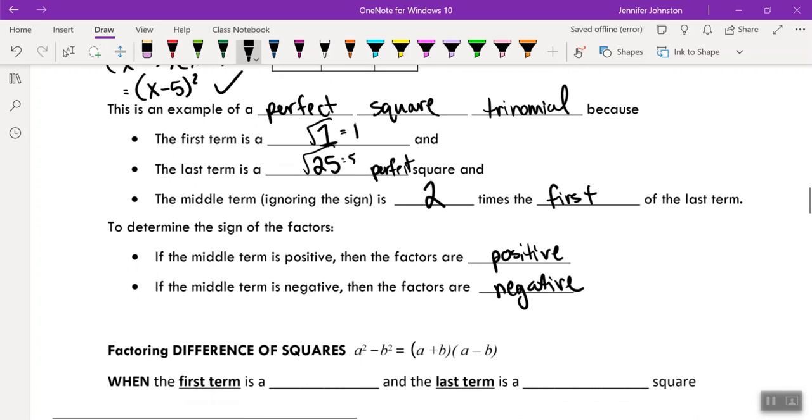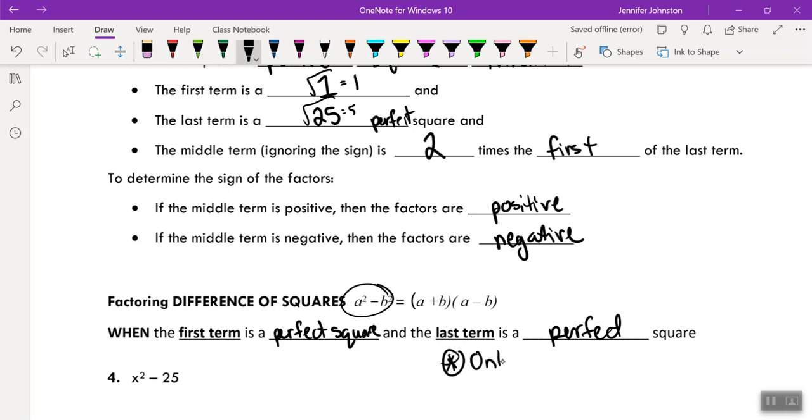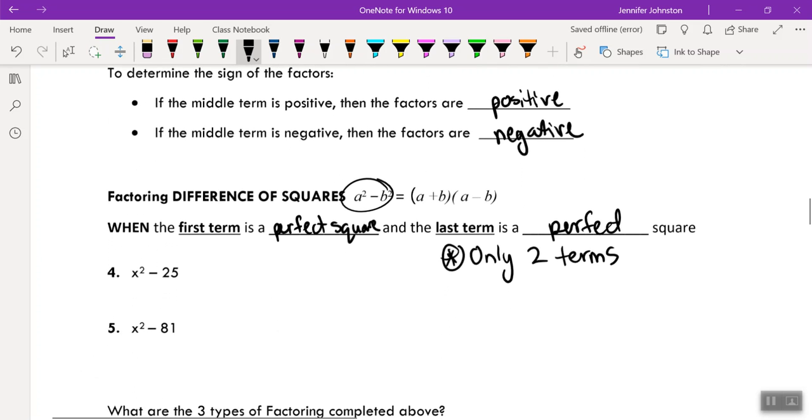Now, for factoring a difference of squares, we're going to have something like this. This is when your first term is a perfect square, and the last term is also a perfect square. But we only have 2 terms. We don't have 3 terms like before. So we take the square root of the first to get x, and the square root of the last to get 5, and we write it x plus 5 and x minus 5. It's like an evil and good twin.